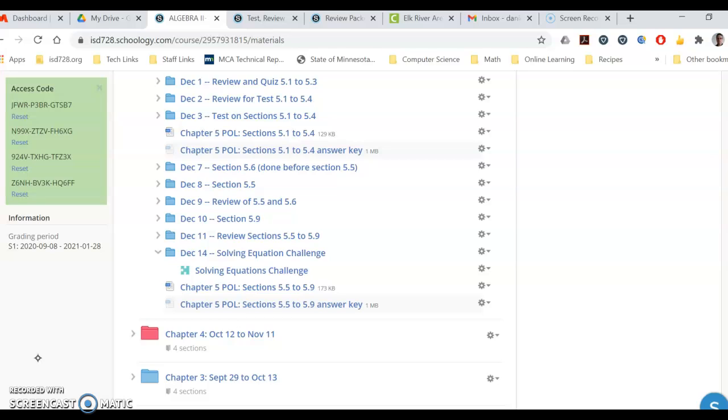This is one of my favorite lessons, actually. In it, you will be solving just two equations, but one is an x to the 7th, I think, and one is an x to the 8th. So you'll have 7 answers and 8 answers. The link to it is right here.